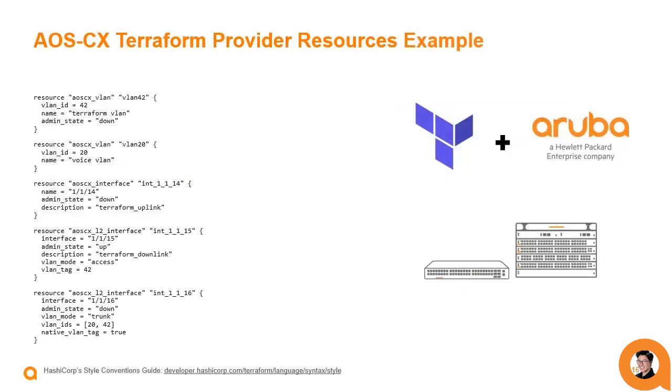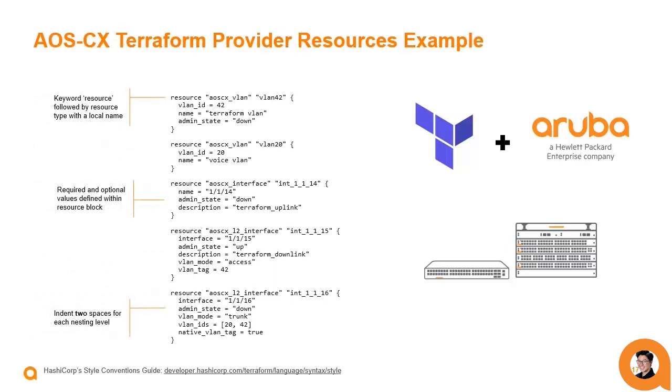Here is an example of defined AOS-CX resources within a Terraform configuration file. To begin defining a resource, use the keyword resource followed by the resource type and assign it a local name. Then within that resource block, you'll define all the required and optional values using two-space indentation for each nesting level. A link to the HashiCorp style convention guide is provided within the slide as well as in the description down below.